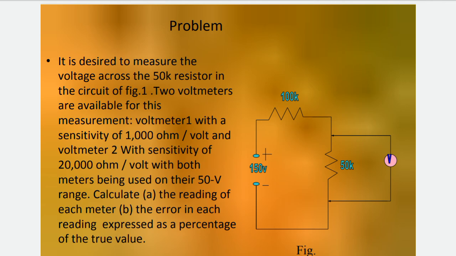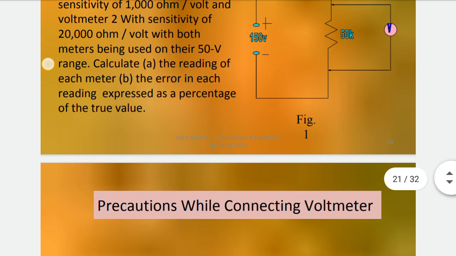Let us see the problem. It is designed to measure the voltage across the 50 kilo ohm resistance in the circuit of the figure. 2 voltmeters are available for these measurements. Voltmeter 1 with a sensitivity of 1000 ohms per volt and voltmeter 2 with a sensitivity of 20,000 ohms per volt. With both meters being used on their 50 volts range, calculate the reading of each meter and the error in each reading expressed as a percentage of the true value.